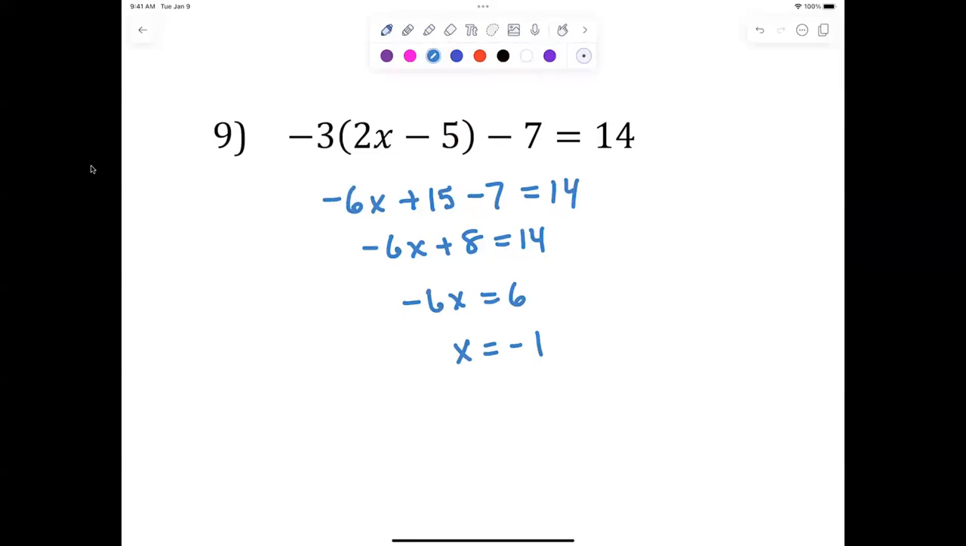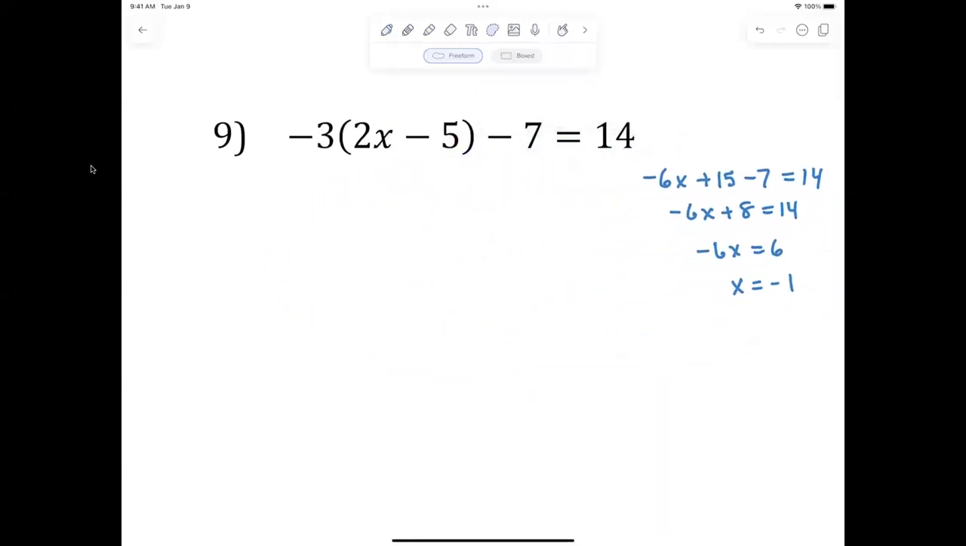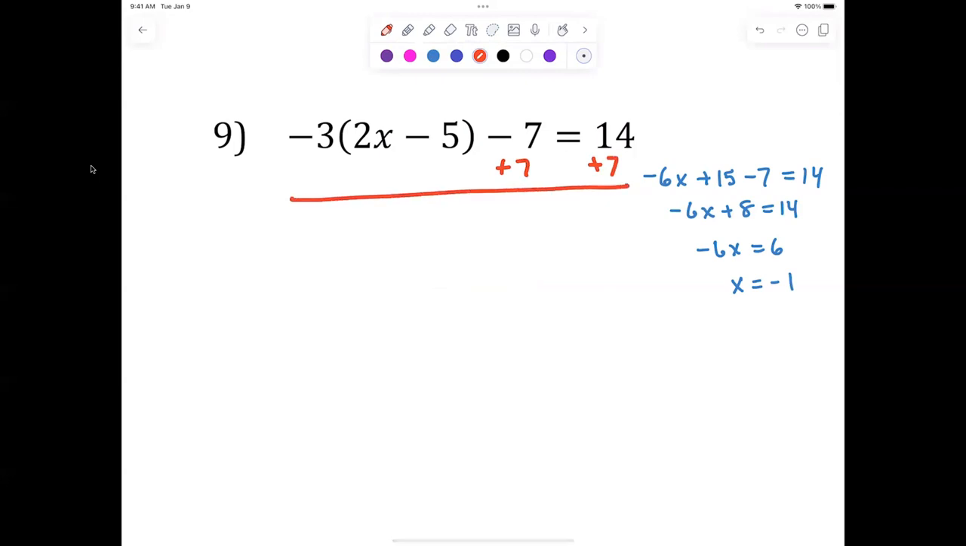Yeah, no, look, let me do it a different way now too. There's a second technique here that I tried to show you, that I think some of you are happy with. Please look up on the board, make sure you see this. A different method would be I could add 7, and now I have negative 3 parentheses 2x minus 5 equals 21.